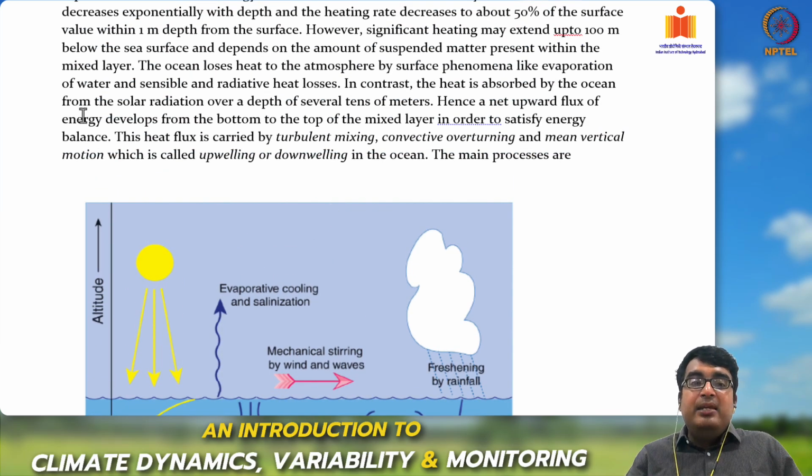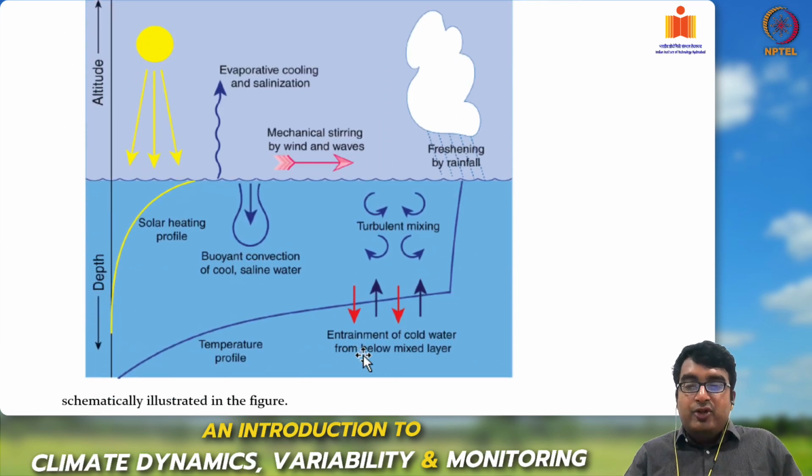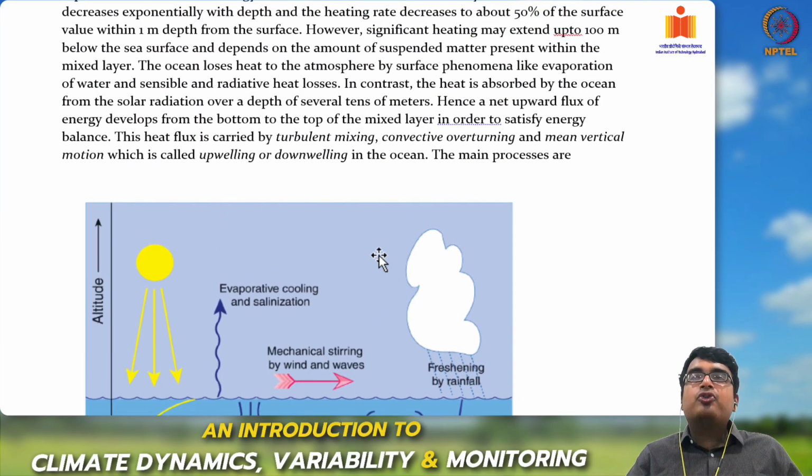So you can have convective overturning within the mixed layer as well. And mean vertical motion, which is called the upwelling or downwelling in the ocean, can also happen. Entrainment of cold water coming from below the mixed layer can also be an effective means of transporting water to the top. Okay. So all of these processes can transport heat towards the surface where it is lost through radiation, evaporation, convection, etc.